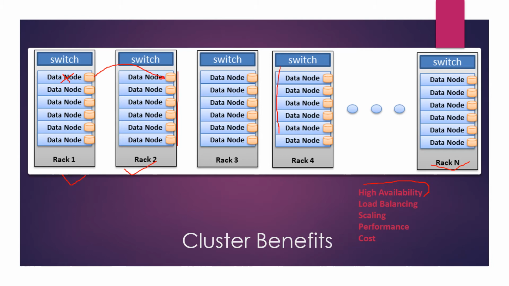Second, it is going to provide you the load balancing. Load balancing means this is a cluster. So this is a big computer, which is a combination of 100s of nodes. If the requests come, you will be able to handle that many requests. So it is a kind of distribution.